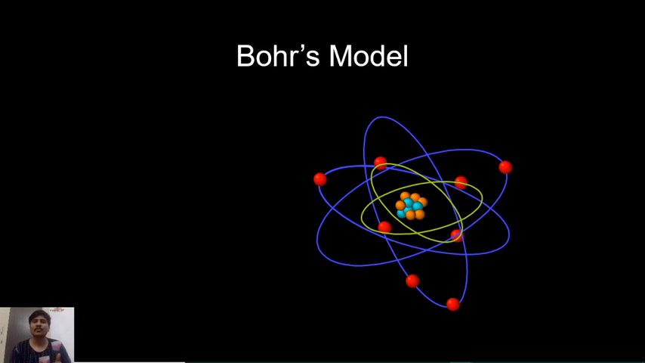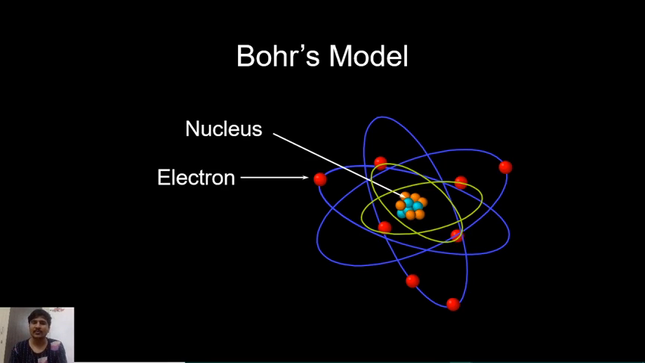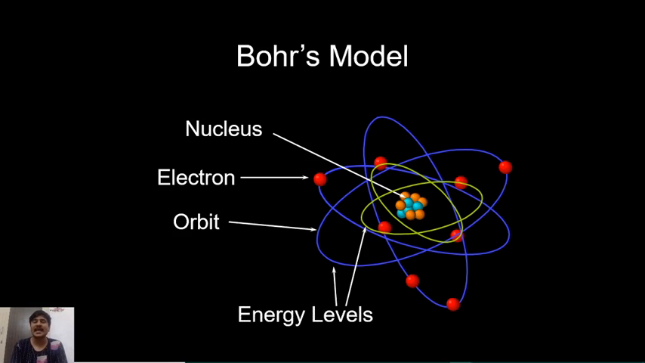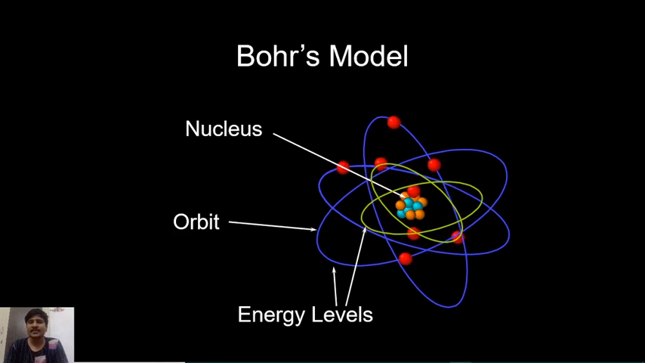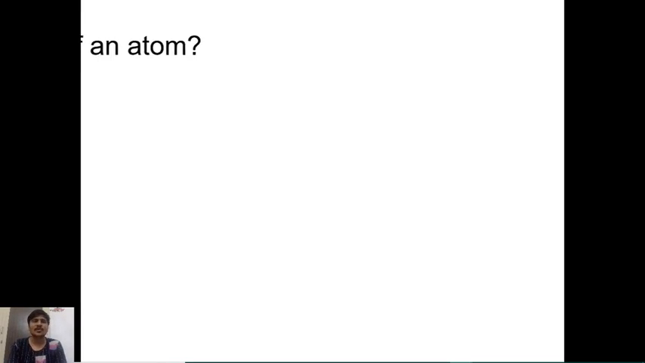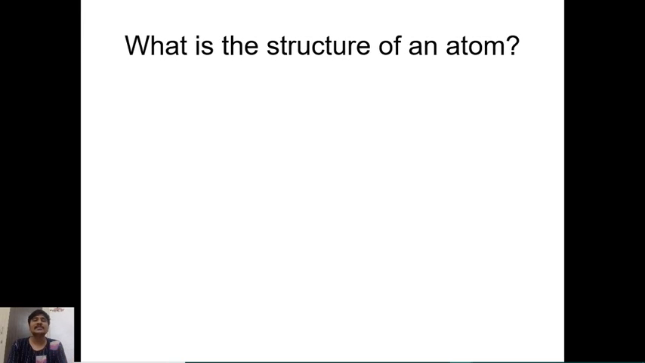Now we talk about Bohr's model. We know the nucleus is at the center, and electrons are revolving around the nucleus. These are the particular orbits we see, and the difference between the orbits, whether first and second, second and third, or third and fourth, is known as energy levels. In this diagram or picture, the electrons are revolving in a particular path around the nucleus.